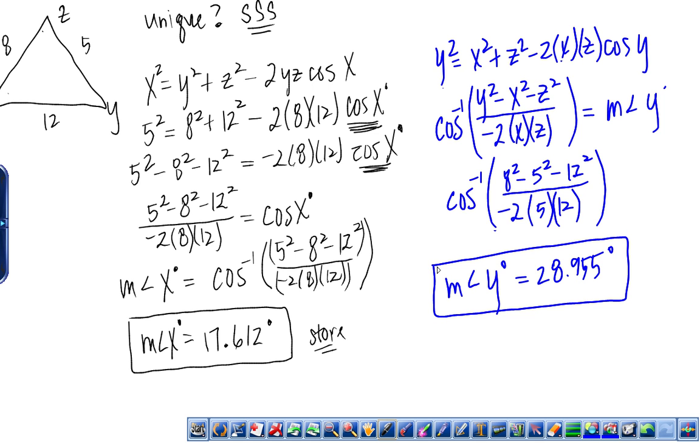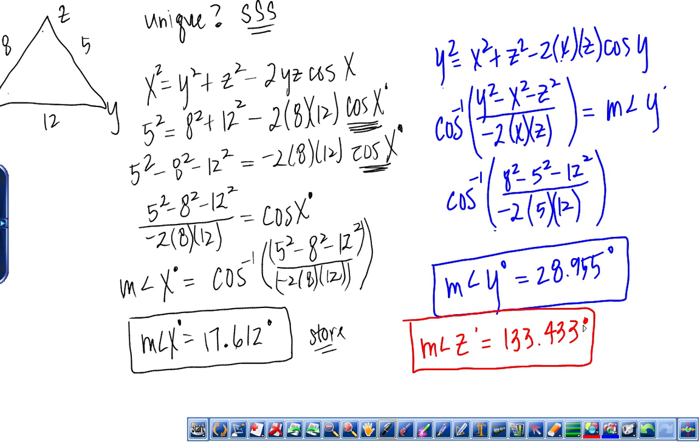Now the nice thing about this is now that we know X and Y, to find the measure of angle Z, we just need to do 180 minus each of those because all three angles add up to 180. And I found this to be 133.433. And now you have all angles of a triangle.